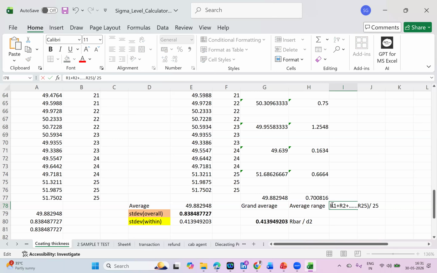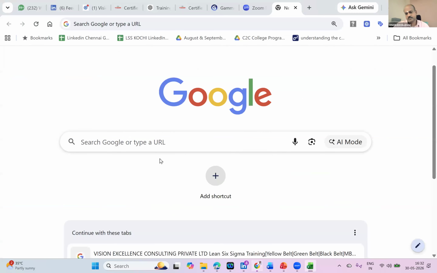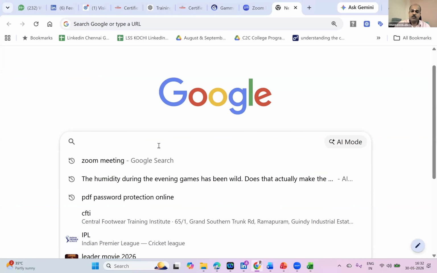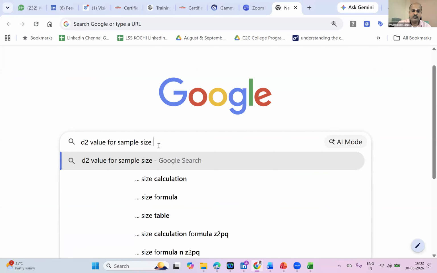So this is the method I used. And now my R bar is available. Can you see here, all of you? R bar is available. How much is it? 0.700816. Now all that we need to do is divide this R bar by a constant known as d2. How to get the d2? We can go to Google and find the d2 value for sample size or subgroup size equal to 3.